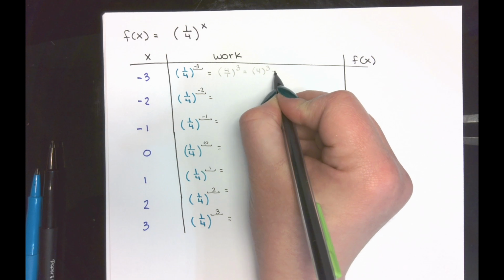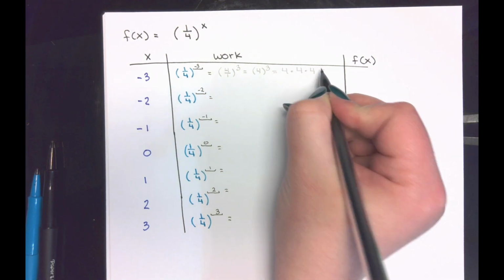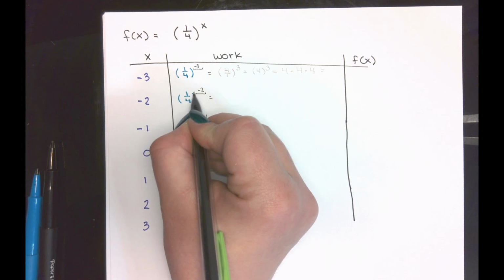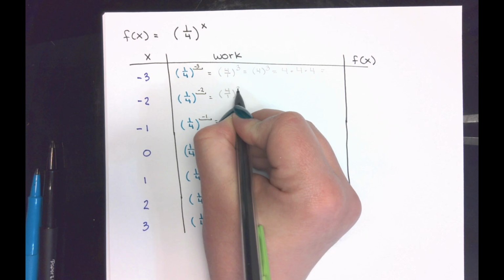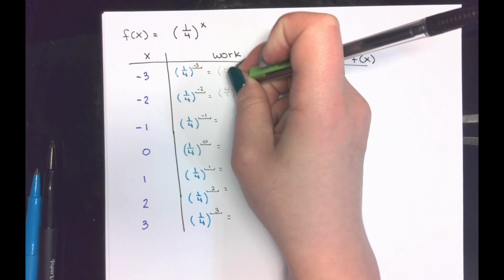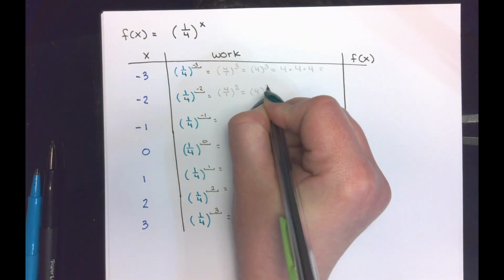How many times are we writing our base? 1, 2, 3 times. Is the exponent negative? Yes. What do we do? Flip the base. Again, you have a choice. You can write it as 4/1 with a positive 2 exponent, or you can just simplify that to 4, which is what I'm going to do.